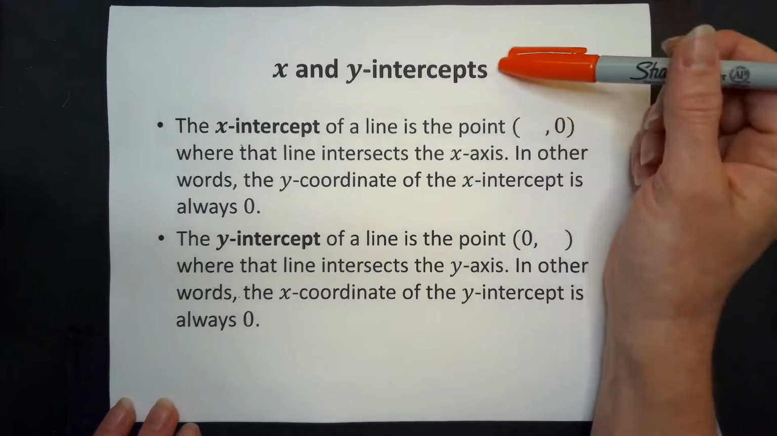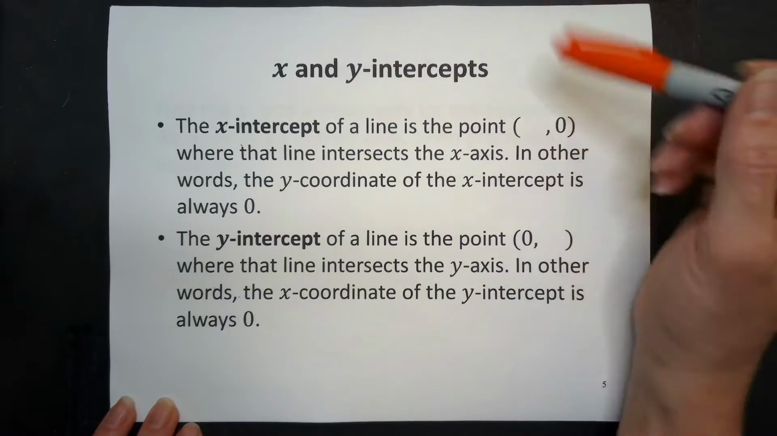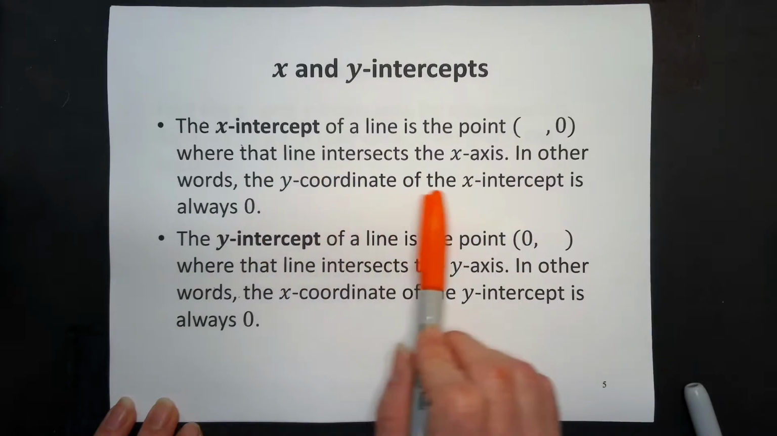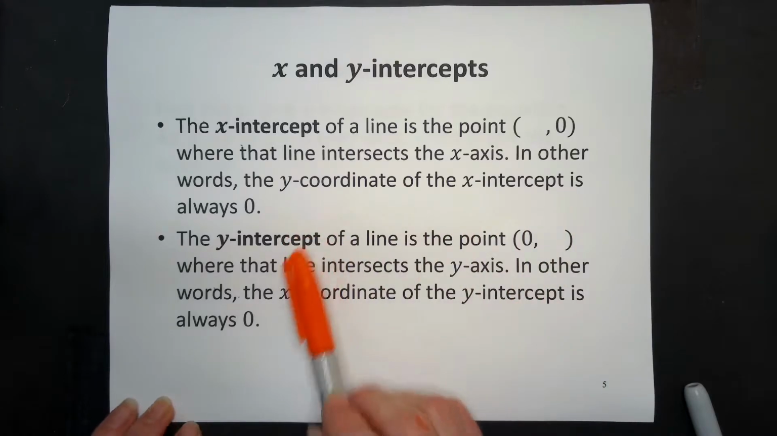Next, we talk about x and y intercepts. The x-intercept of a line is the point (blank, 0) where the line intersects the x-axis. In other words, the y-coordinate of the x-intercept is always 0.